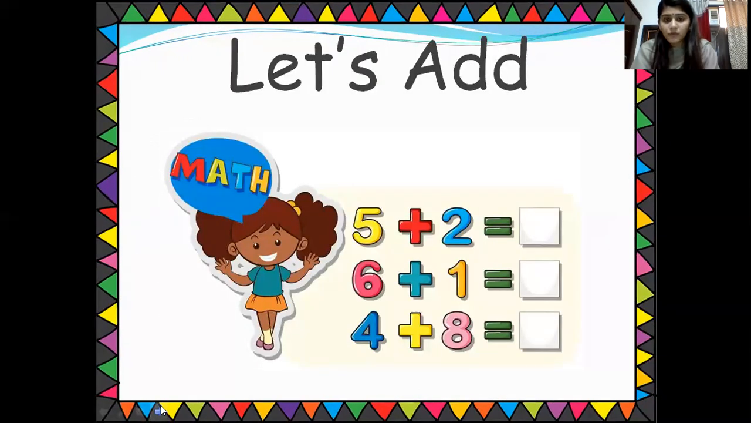Next, there are some questions for you, addition questions. Question number 1 is 5 plus 2 is equal to dash. So you need to add these two numbers 5 and 2. We can add these numbers with the help of our fingers. The first number is 5 and the other number is 2. 5 plus 2 is equal to 7. So we will write here 7.